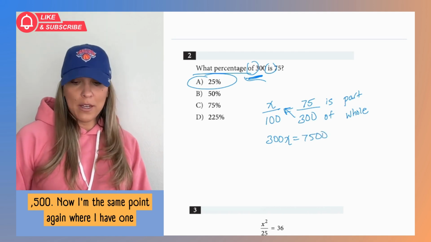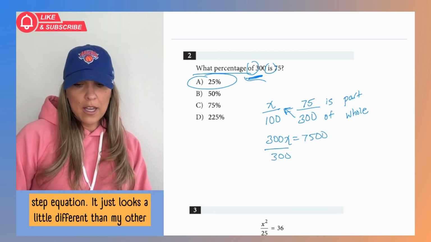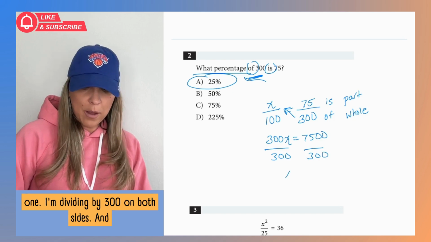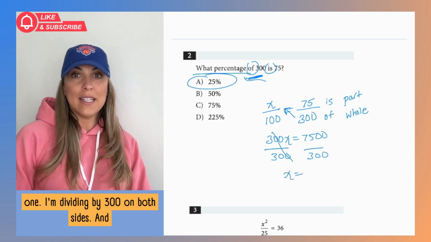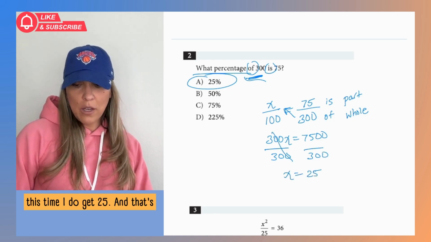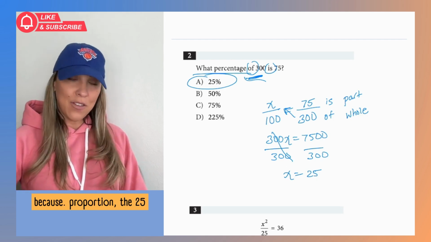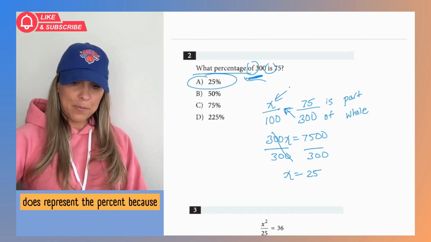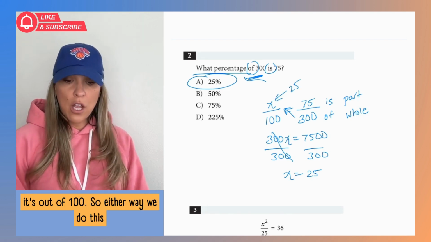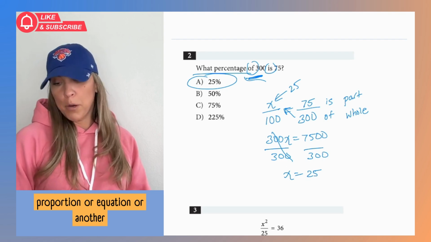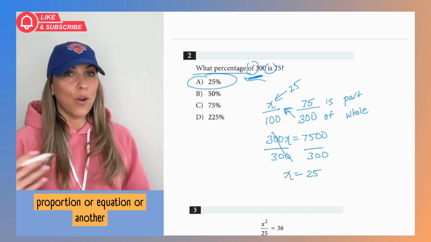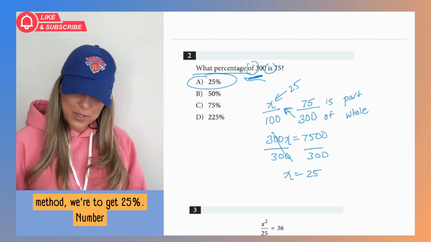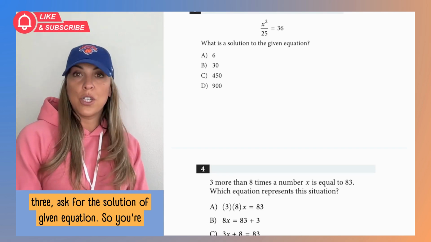Now I'm at the same point again where I have a one-step equation. It just looks a little different than my other one. I'm dividing by 300 on both sides. And this time I do get 25. And that's because in the proportion, the 25 does represent the percent because it's out of 100. So either way we do this, proportion or equation or another method, we're going to get 25%. Number 3 asks for the solution of the given equation.